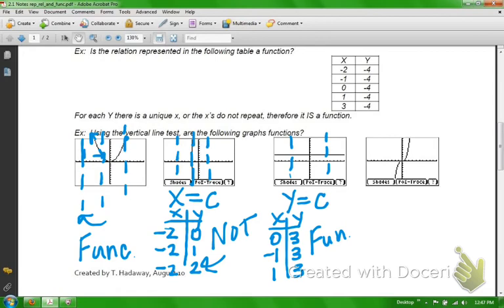We haven't quite got there yet, but this is what's called a cubic graph, something to the third. And if we do our imaginary lines, how many times do these lines cross?